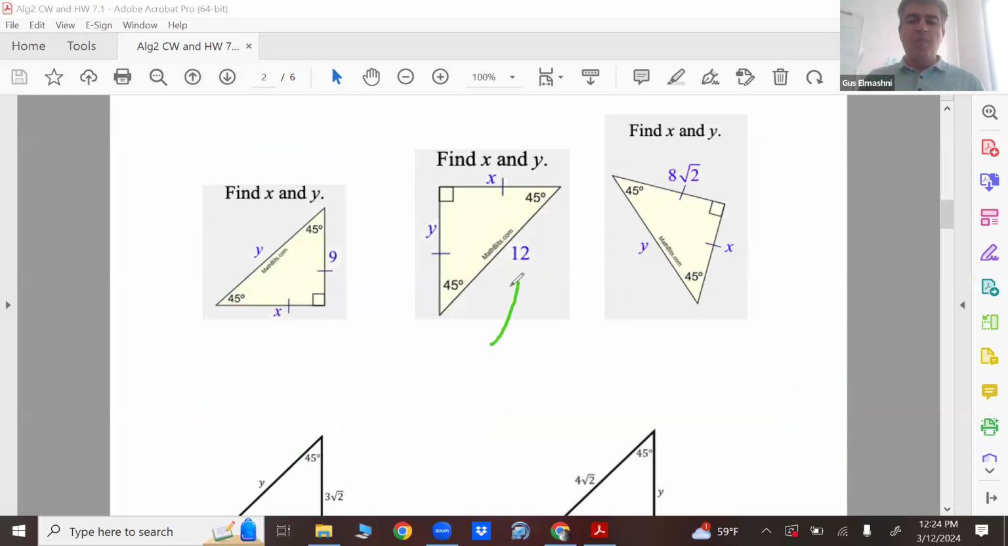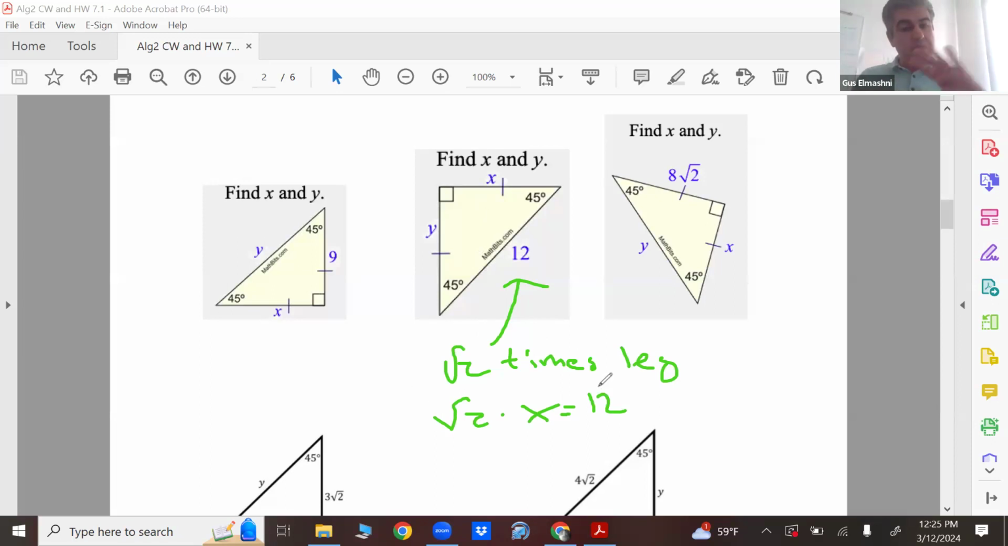So here's what you do. We know this is root 2 times the leg. Well, what letter am I using for a leg? I'm using either x or y, right? So guess what? Set up an equation. It's not hard. Just that sometimes we don't think to do that. Root 2 times the leg equals 12, or y, doesn't matter.